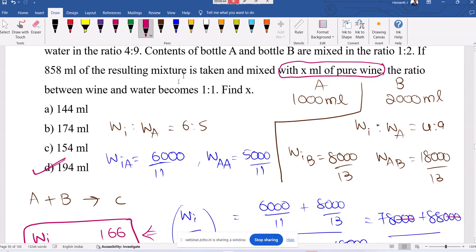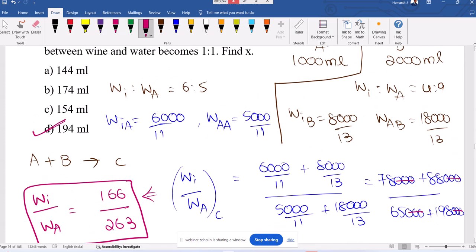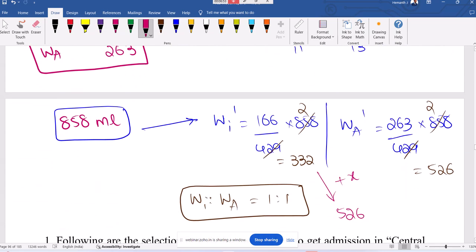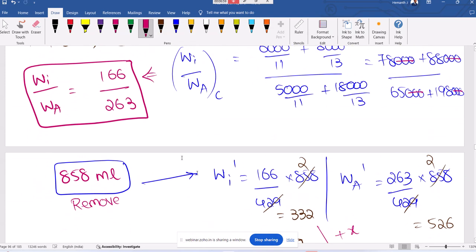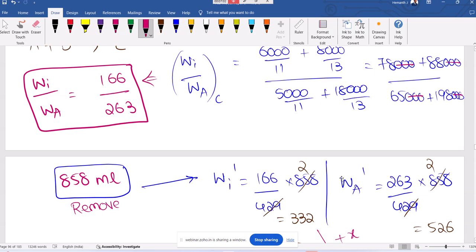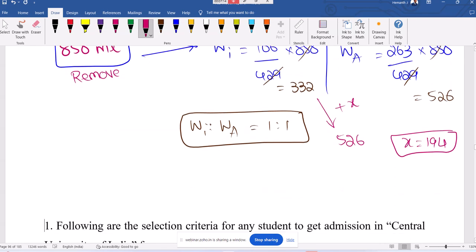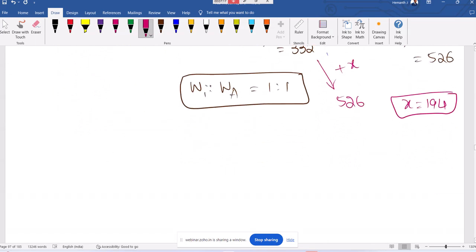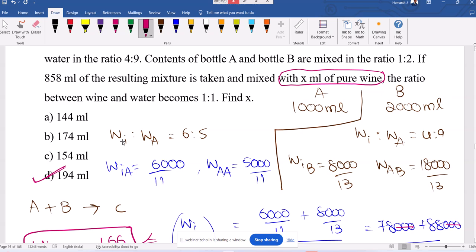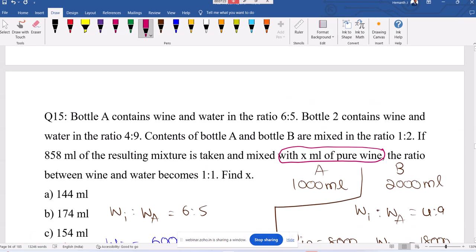See, if you understand this question: you removed, and you added. How to mix? How to remove? This is removal; you are removing 858 ml. How to remove also? Same ratio. Whether it is adding or removing, the ratio should be maintained the same. Now X must be equal to 194. Got it? So practice previous questions related to ratio, proportion, ages, partnership, mixtures to get the idea.